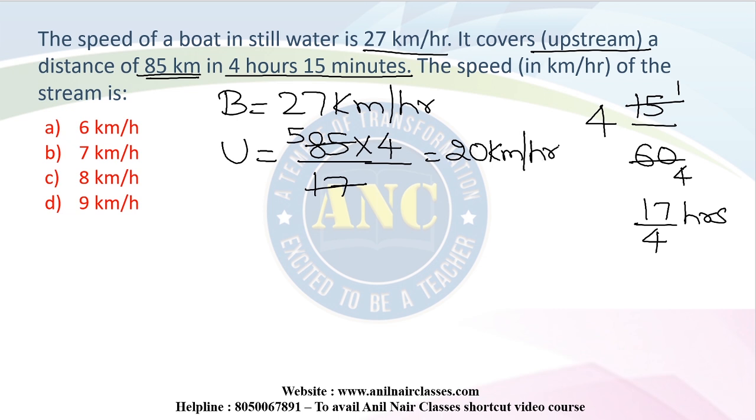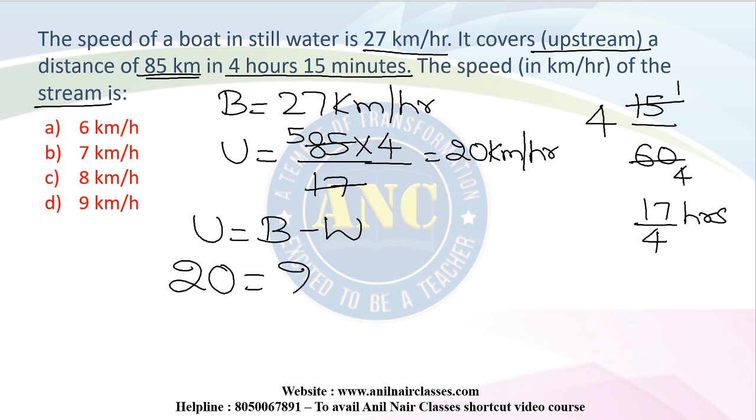So what are they asking in the question? The speed of water current or water stream is how much? We know that upstream speed is B minus W. Upstream speed is 20 and B value is 27. 27 minus which number is 20? 27 minus 7 is only 20, and that is what we require in this question. These are all very basic questions. Again, I am repeating, my intention is to make you clear with the concepts before I move on to some beautiful questions in boats and streams. And trust me, it is one of the most important topics in many competitive examinations.